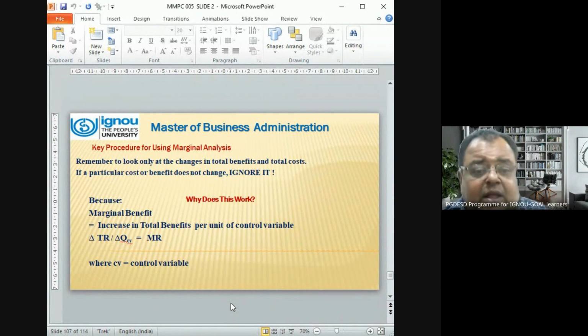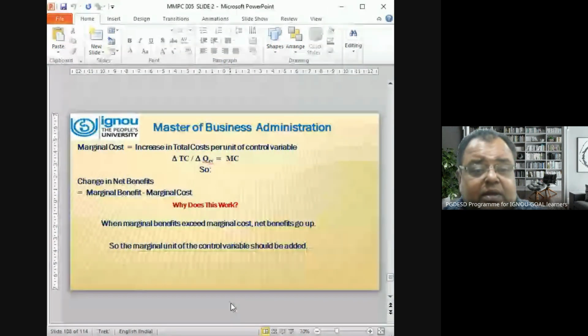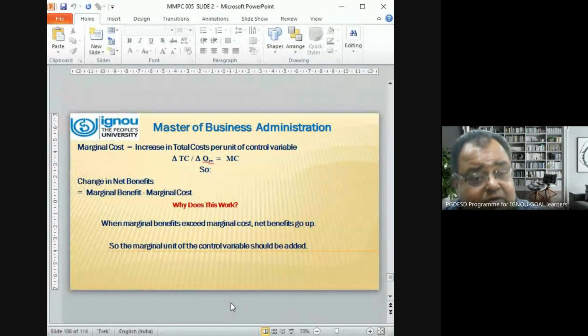Your marginal benefit is equal to the increase in total benefits per unit of control variable. That means change in total revenue upon change in quantity, which is equal to marginal revenue. CV is your control variable. The marginal cost is the increase in total cost per unit of control variable. That is delta TC upon delta Q. CV is equal to MC.